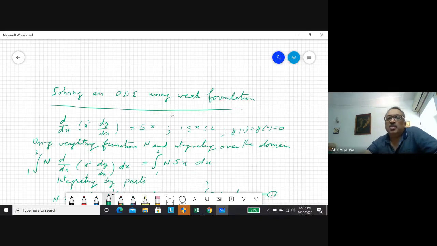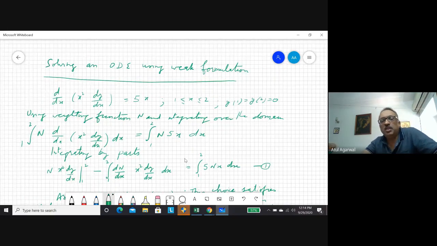Now I solve the same equation using the weak formulation. What do you understand by weak formulation? You multiply the entire equation by a weighting function. So here n is a weighting function, and then we integrate over the domain. After that, we integrate by parts. So what is the advantage of integrating by parts? We can shift one derivative to this weighting function. So the overall derivative requirement reduces for our variable y.